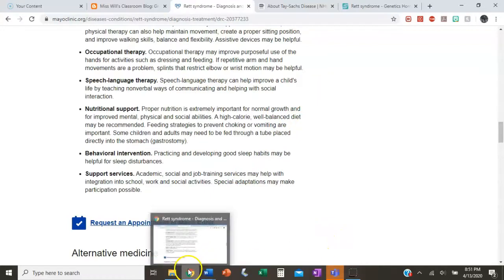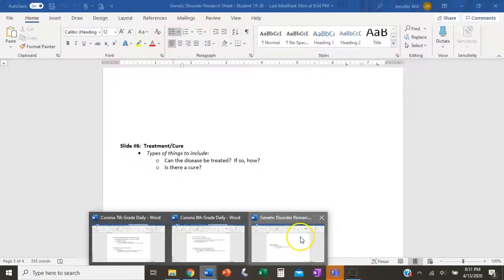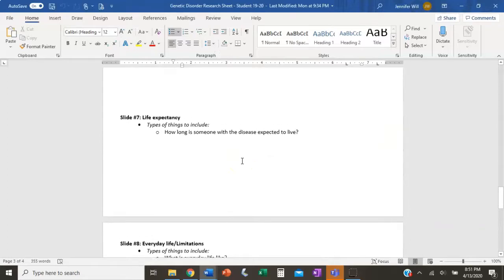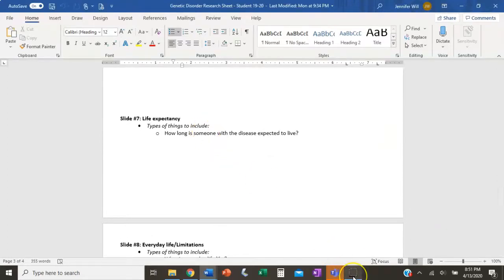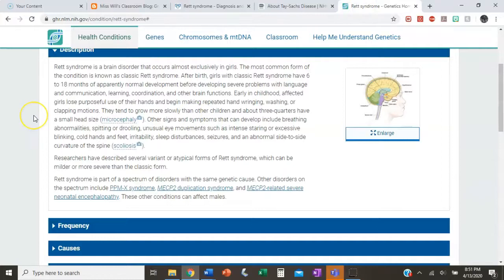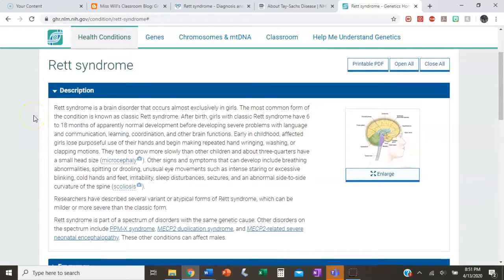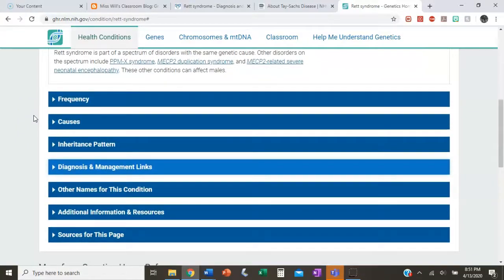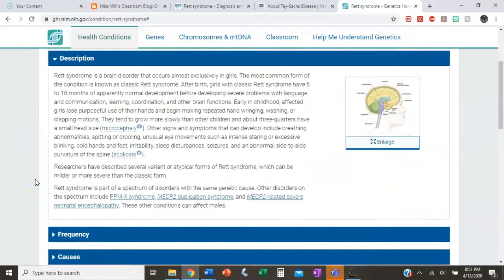All right, so let's see. That's slide number 6. We'll go to life expectancy. And with life expectancy, it's basically how long would somebody be expected to live. With some of these different disorders, it's a very, very short time. Sometimes they typically don't even make it to birth. But again, sometimes in here they will list a life expectancy.